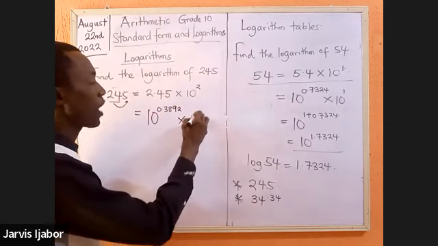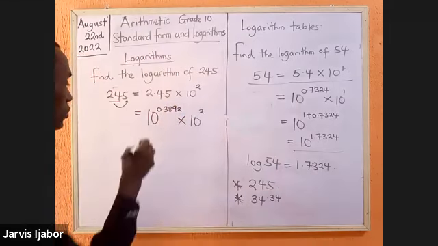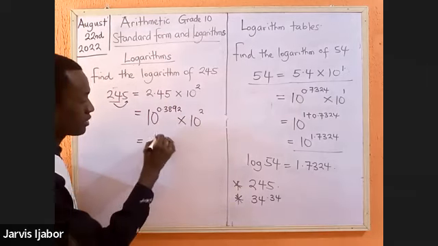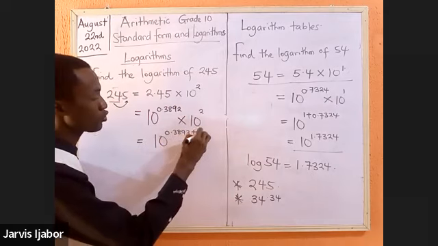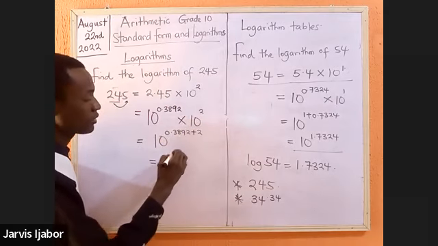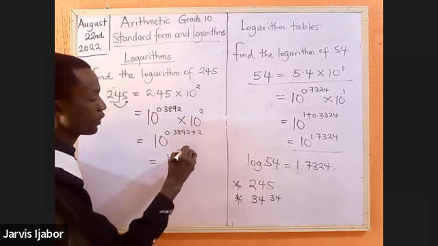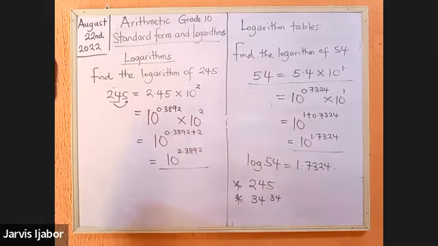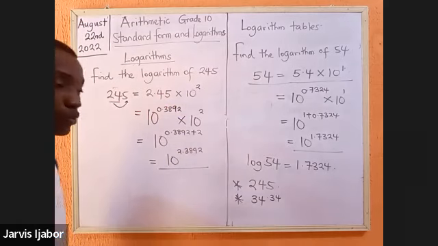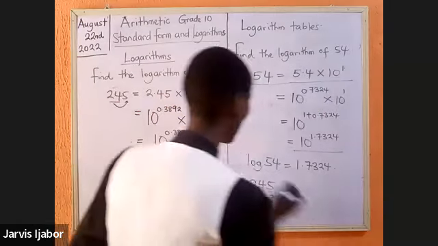3892 times 10 raised to the power of what? 2. So this will give us 10 raised to the power of 0.3892 plus 2. And that will be 10 raised to the power of 2.3892. So that's what the final answer is going to be, 10 raised to the power of 2.3892. So that's what that one will be. So we quickly take on the next one.